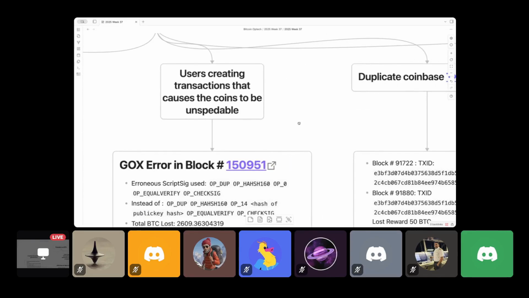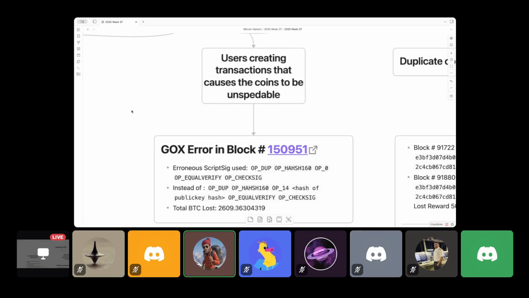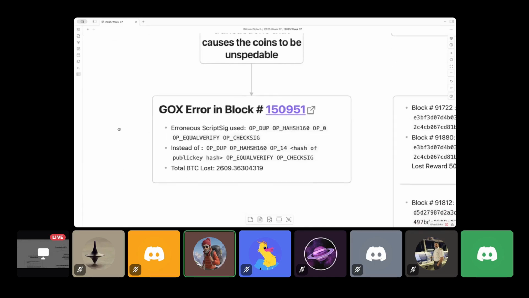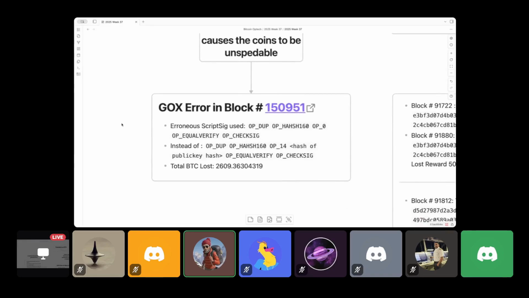The second category is users creating transactions that cause the coins to become unspendable. Not just Coinbase, many types of users can create many types of transactions that can cause them to be unspendable. One among them is a famous one, the Gox error. This transaction can be found in block number 150951.